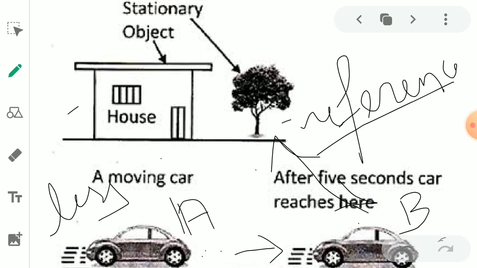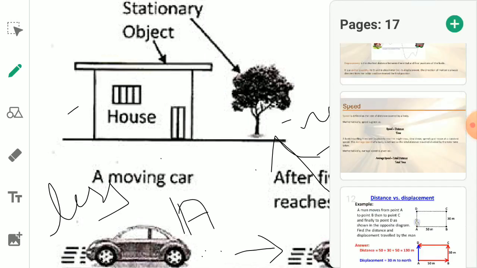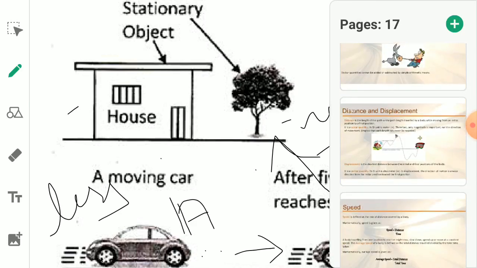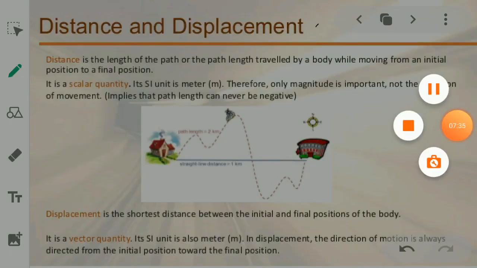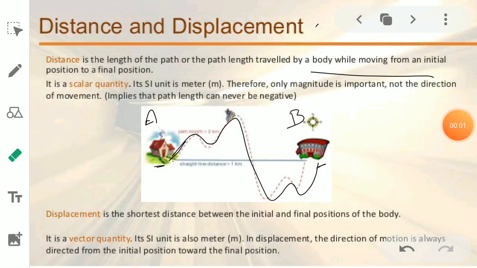Whether it is fast or very slow. So in order to study the motion of an object, whether it is moving, first of all we should know the meaning of two terms, and those are distance and displacement. Now we will try to understand the distance and the displacement of a body.